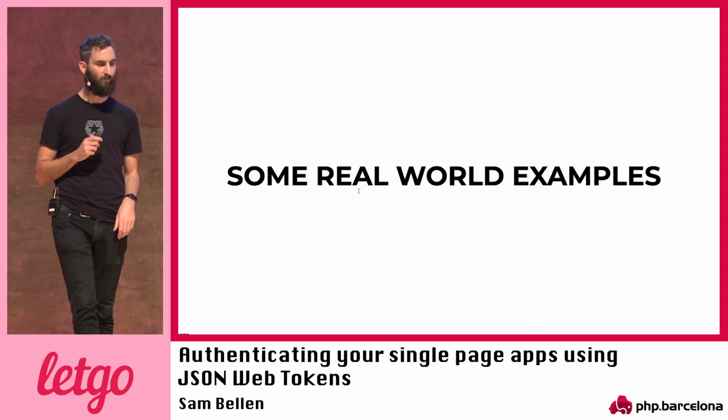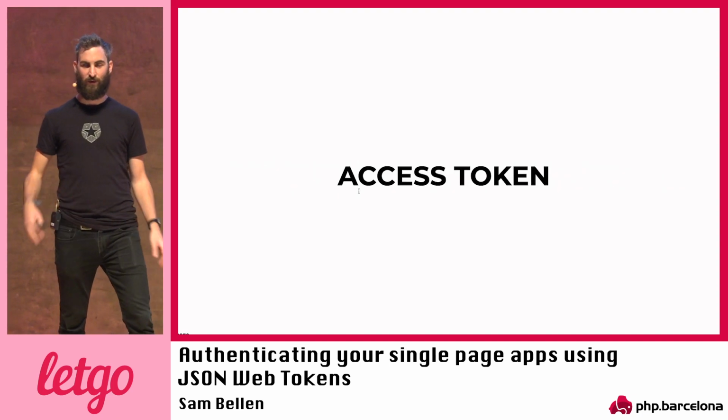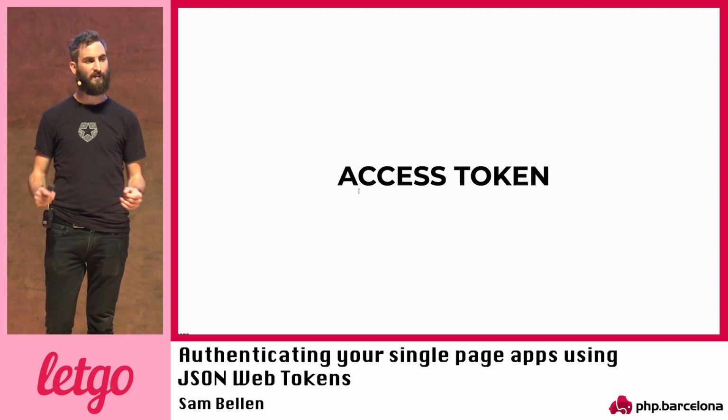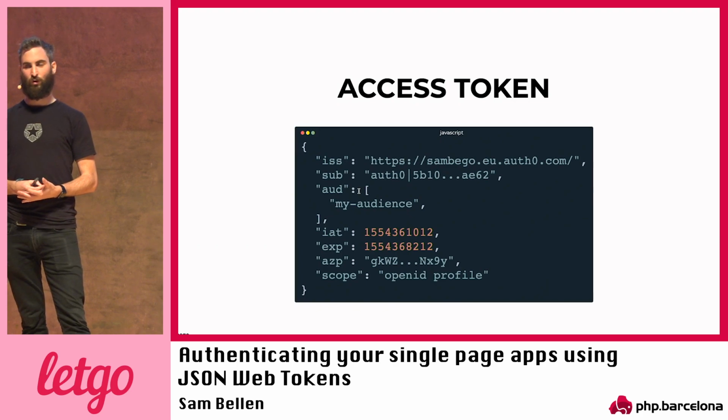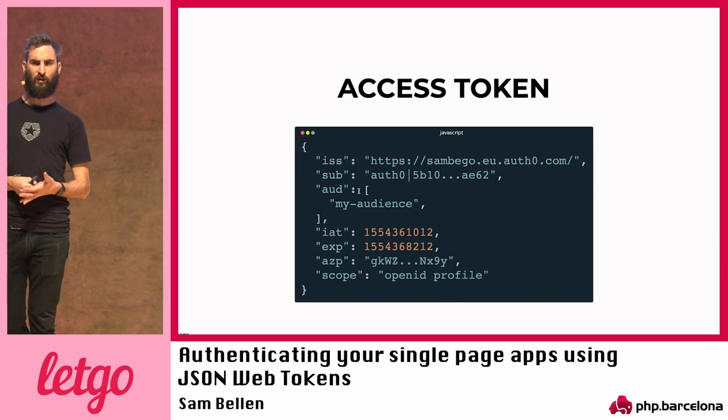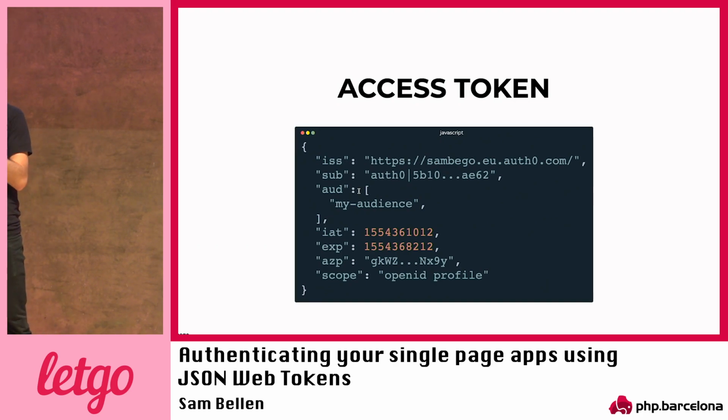So some real-world examples. An access token. I think most of you just raised your hand earlier when I asked who's ever used an access token before. In the form of a JSON Web Token, it could be something like this. Now, it's important to know that an access token is something that is going to be consumed, used by an API. So it will contain data that is useful to an API.